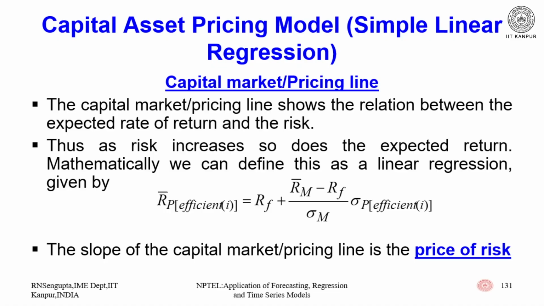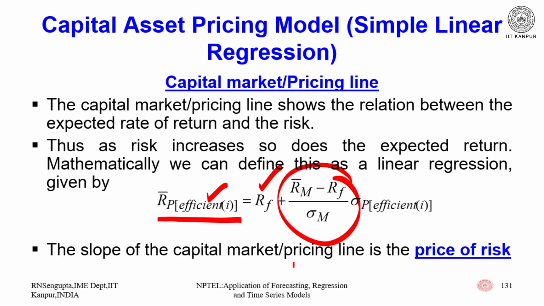Now, the capital asset pricing line, which we will try to find, shows the relationship between the expected rate of return and the risk. Thus, as the risk increases, so does the expected return. Mathematically, we can define this as a linear regression given by this model. Here you have R p bar, which is basically the portfolio. On the right hand side, you have RF, which is the risk free interest rate, and the ratio of R bar M minus RF by sigma M, multiplied by sigma of the efficient portfolio. So, if I find this equation, it will be given by a straight line.